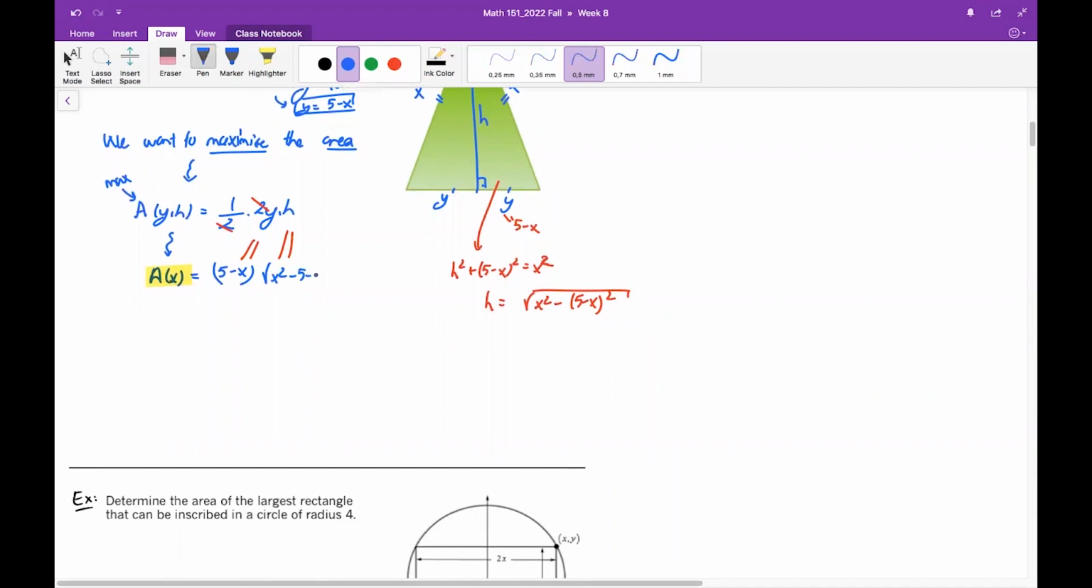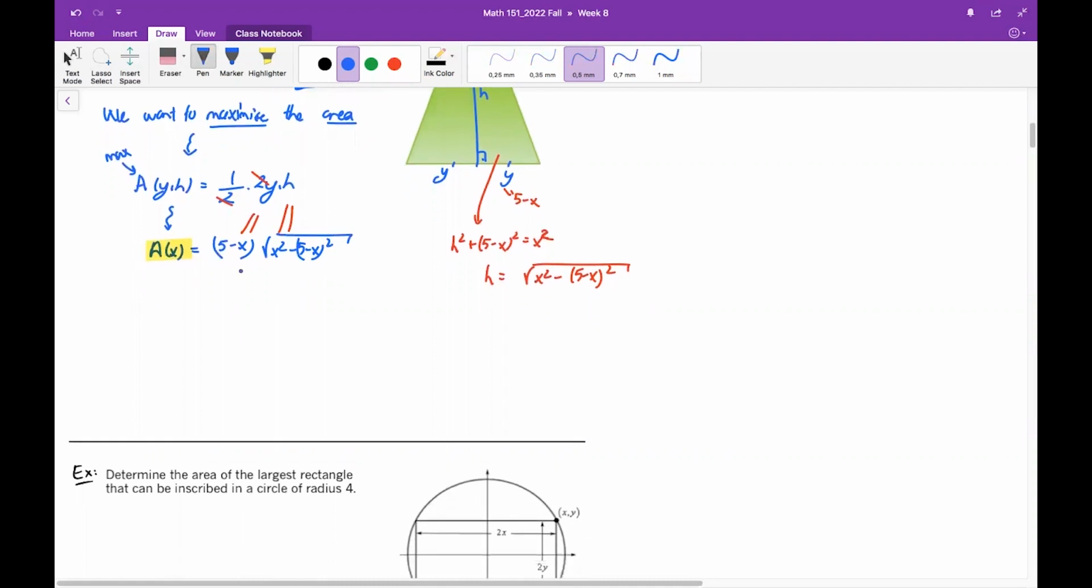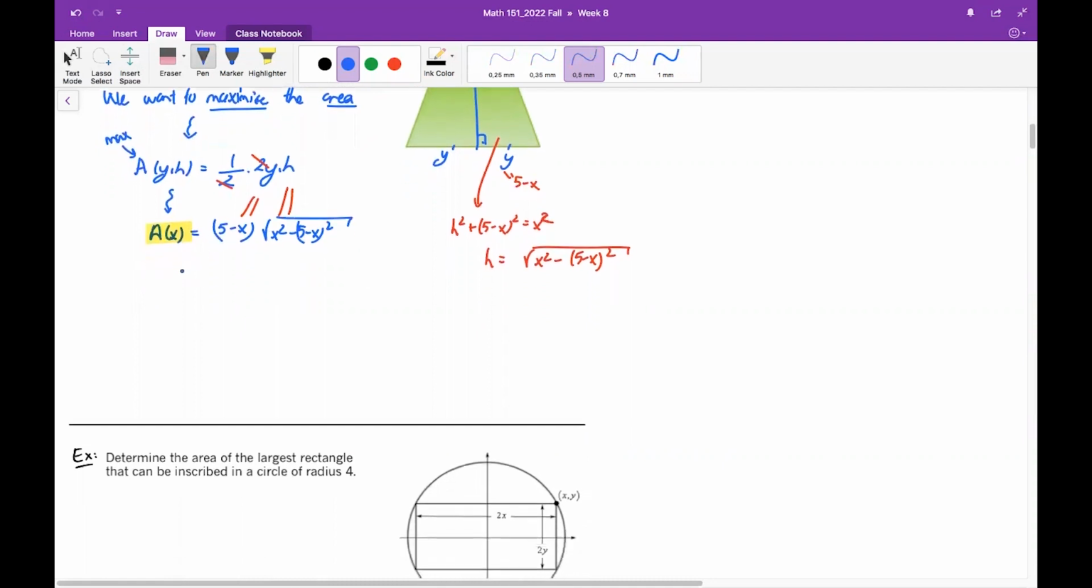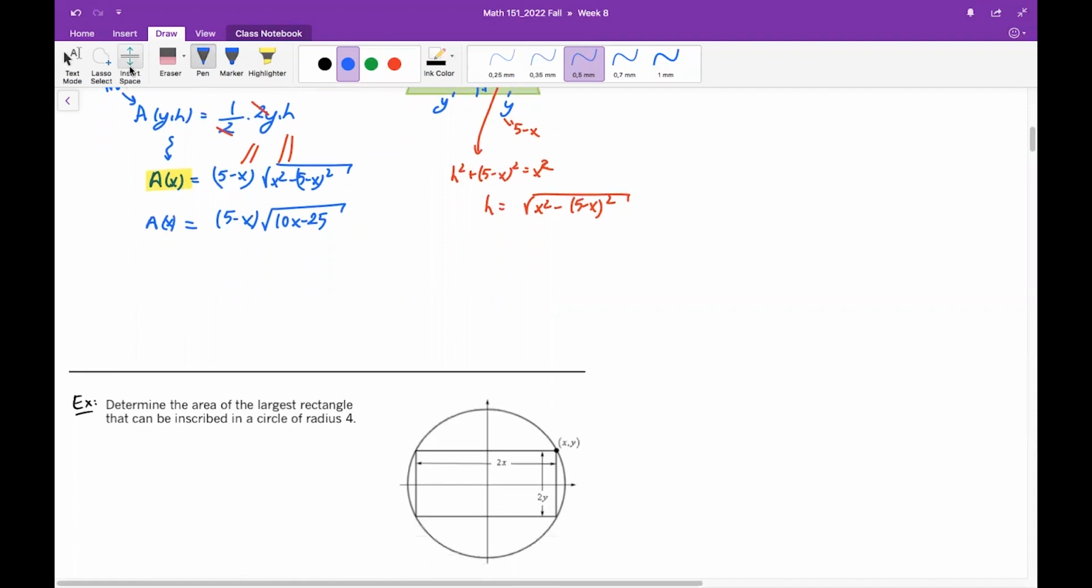X squared, 5 minus x squared, like this. Okay, this is our area function. And in fact, we can rewrite it in a simpler way. If you compute this square here, it is 10x minus 25 under the square root. Okay, you see this is now a function depending on just a single variable x.